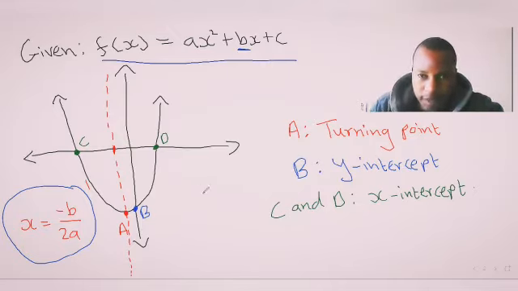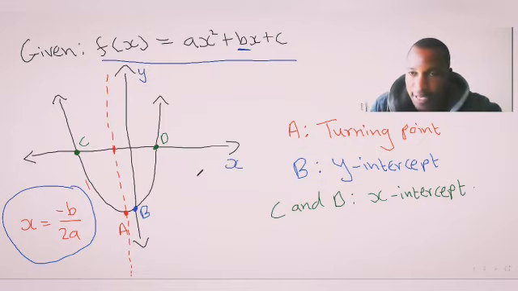Now point B would be the y-intercept, where the graph cuts the y-axis. Remember that this is the y-axis, and that is the x-axis. Points C and D would be the x-intercepts, where the graph cuts the x-axis. So the graph cuts the x-axis at point C as well as point D.